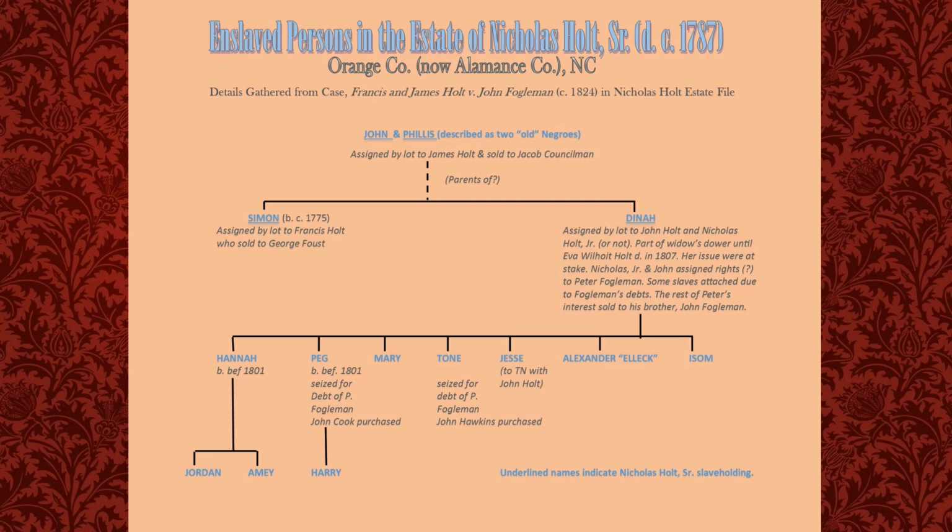I have suggested in the chart that the oldest slaves mentioned, John and Phyllis, were probably the parents of Simon and Dinah, given that they were the only 4 slaves that Nicholas Holt ever owned. We know Simon and Dinah to be siblings from the written testimony, however.